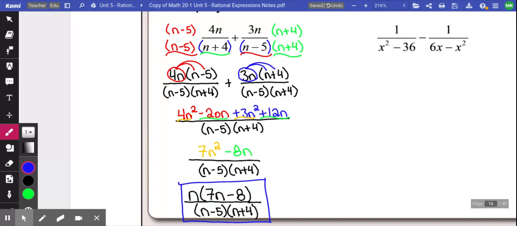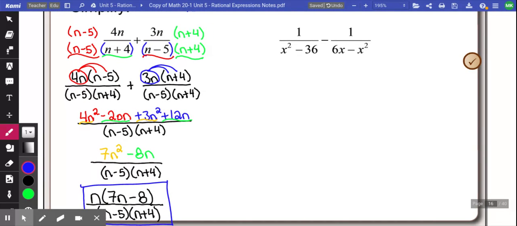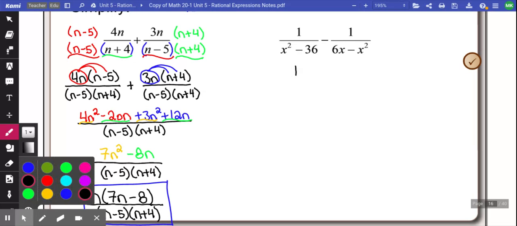Wicked. Let's try this one. So if we look at this question, we want to simplify it. That means we want to make it one fraction. The first step to every single question is always to factor. So when you look at this question, I actually can factor. That x squared minus 36 is a difference of squares, meaning I can square root it to become x minus 6, and then the conjugate x plus 6.